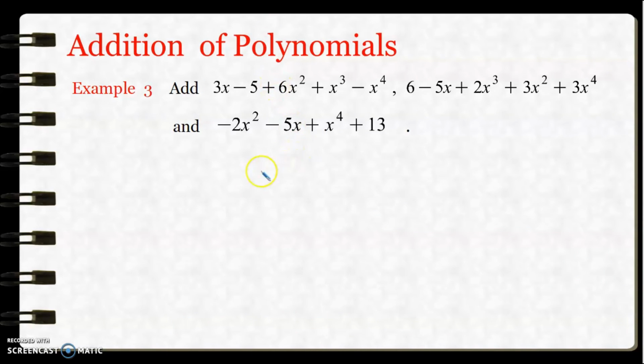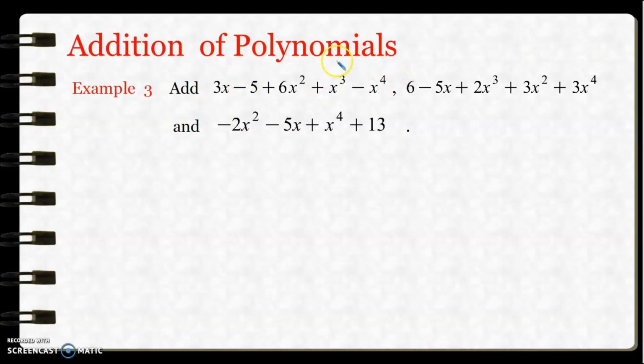Okay, the third example is we have to add the following polynomials. 3x minus 5 plus 6x squared plus x cubed minus x to the fourth. 6 minus 5x plus 2x cubed plus 3x squared plus 3x to the fourth. And negative 2x squared minus 5x plus x to the fourth plus 13. So again, as I've said, you have to check first kung ano yung highest exponent. Kasi doon tayo sisimula. So it's 4.